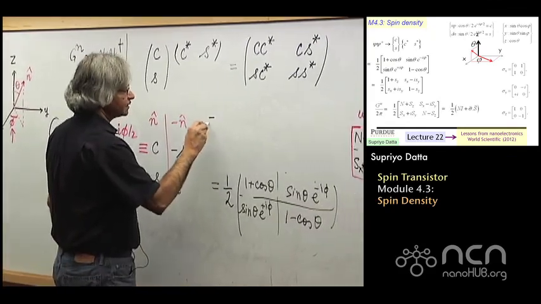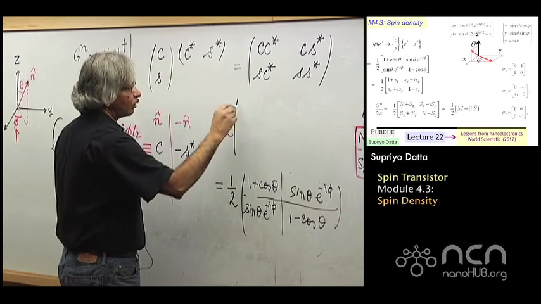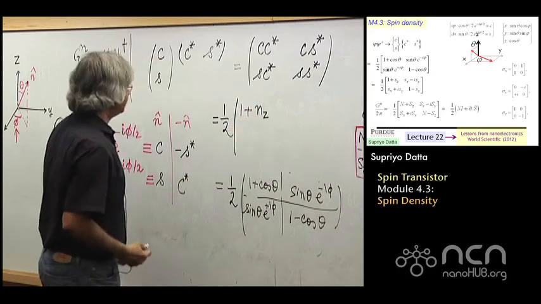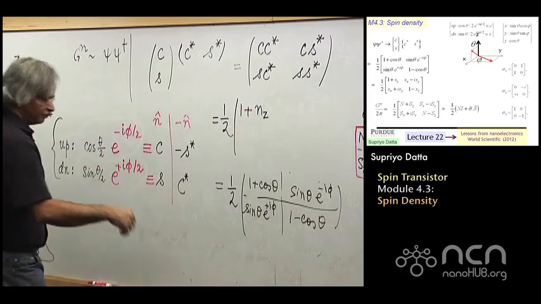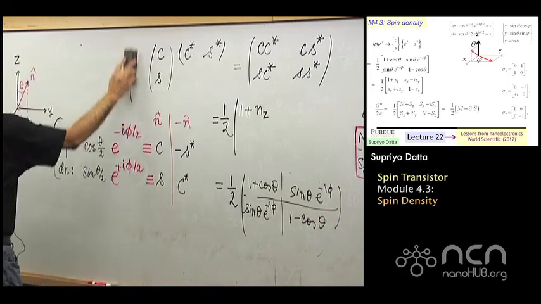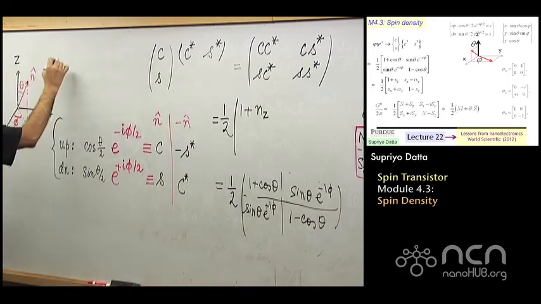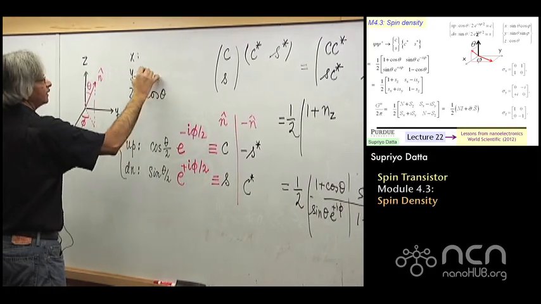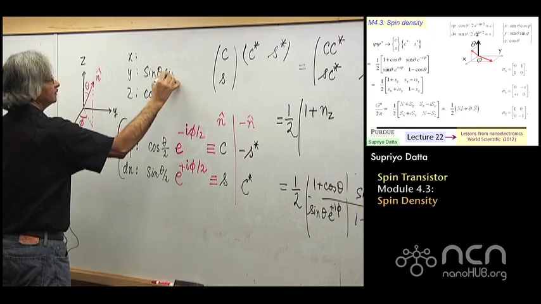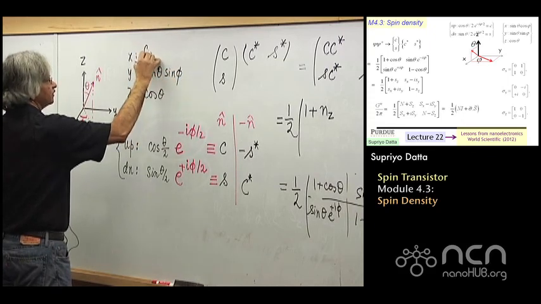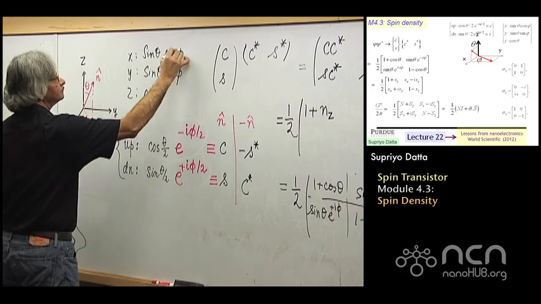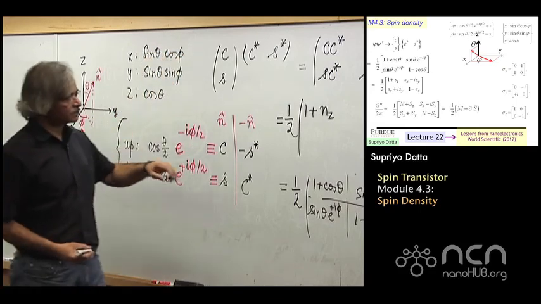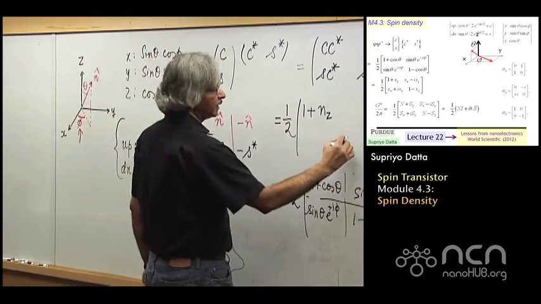And this we could write as half, 1 plus cosine theta. Cosine theta is like the z component of n. Because if you remember, I think I had written it earlier, that the x, y, and z components are like cosine theta, and then sine theta sine phi, and then sine theta cosine phi. Those are the x, y, and z components. So this is 1 plus nz, this is 1 minus nz.